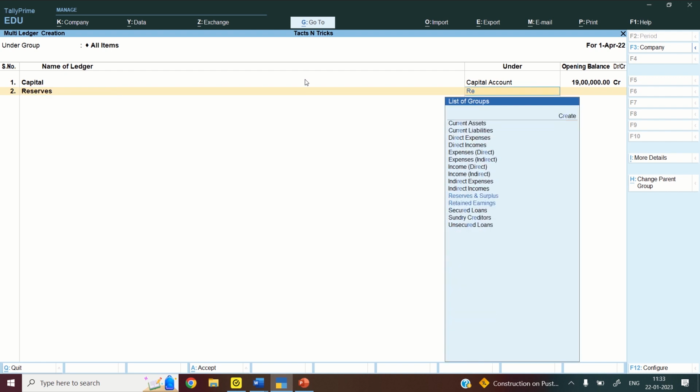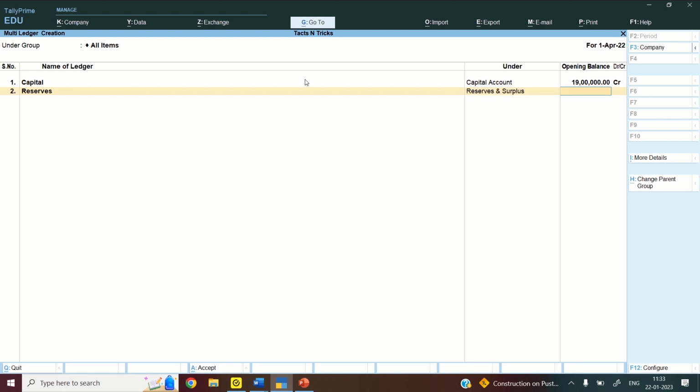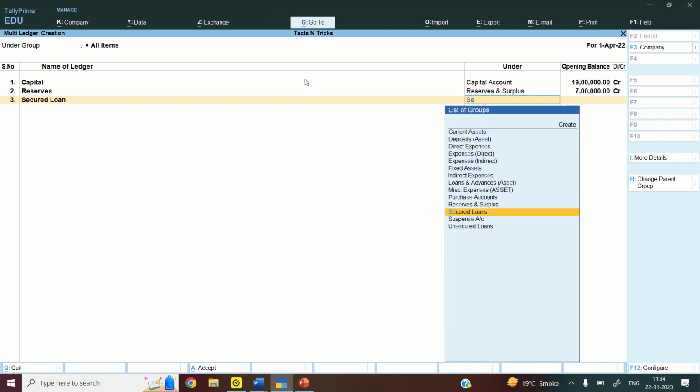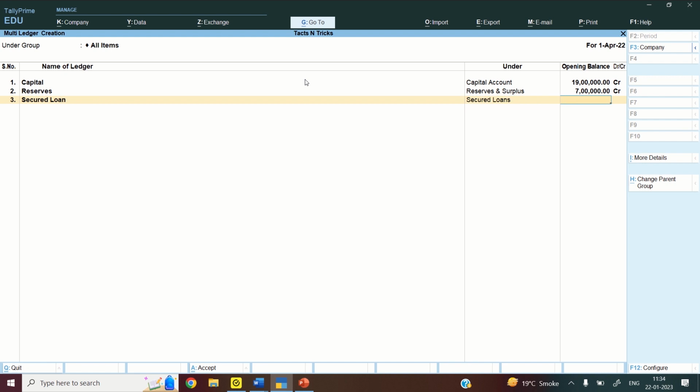Now reserves. Reserves come under reserves and surplus and the amount is 7 lakh. It is also credit. Profit and loss account we never create, but we just only edit it because it is inbuilt. Then comes secured loan. Secured loan will come under secured loan and the amount is 8 lakh rupees.